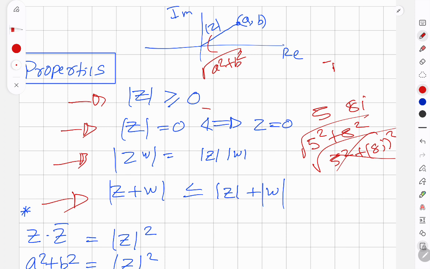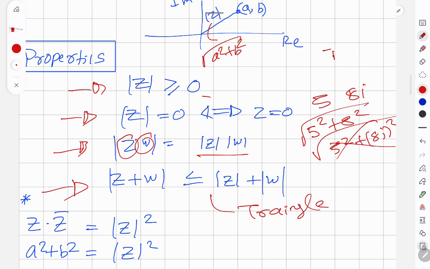If you are taking the modulus of two complex numbers that are multiplied, you can split them like this. For two complex numbers z and w, the modulus of z times w equals the modulus of z multiplied by the modulus of w. Just the property. Is it clear? Yes. Sure? These are the properties of the modulus.